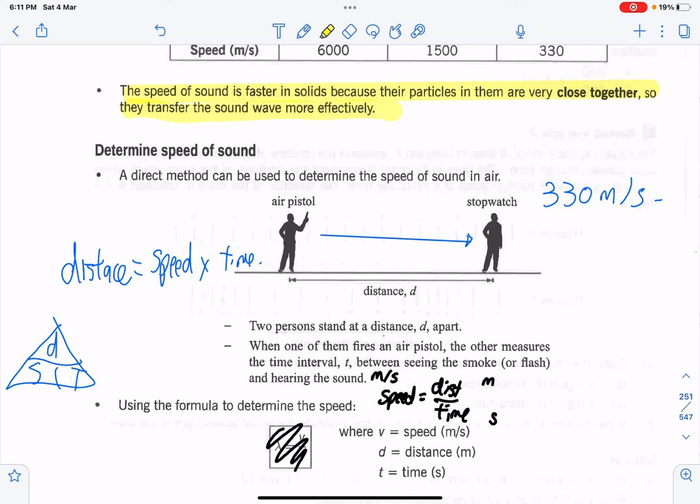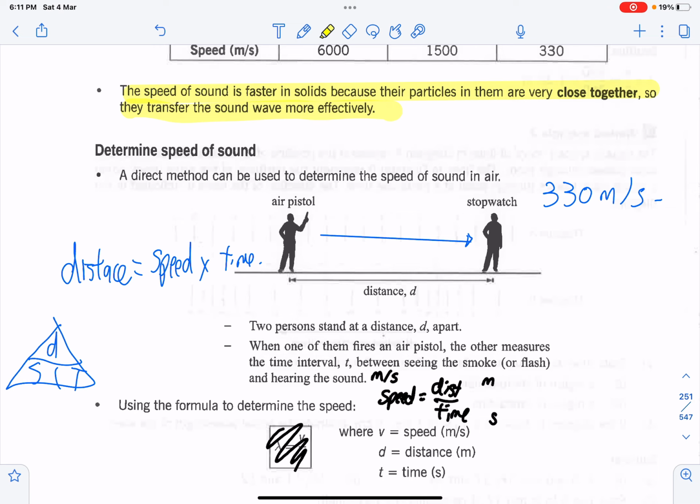So this difference, the time taken for this difference, is actually the time for sound to travel to you. So that's one. You know the distance because you actually measured the distance between you and the person who is shooting the air pistol.